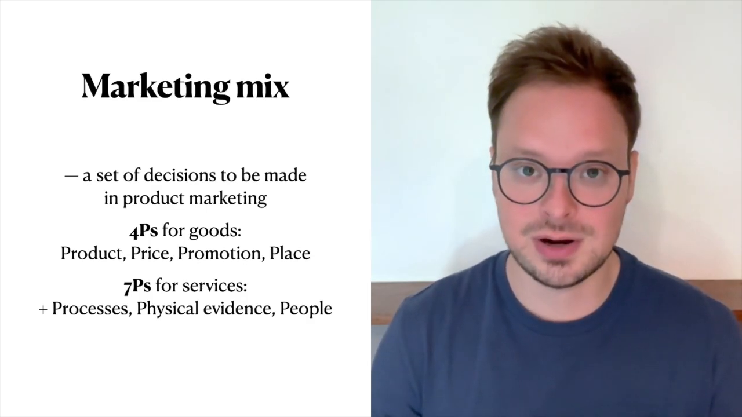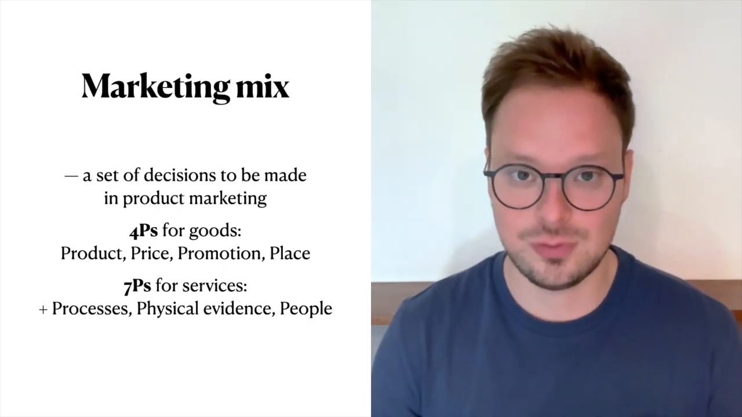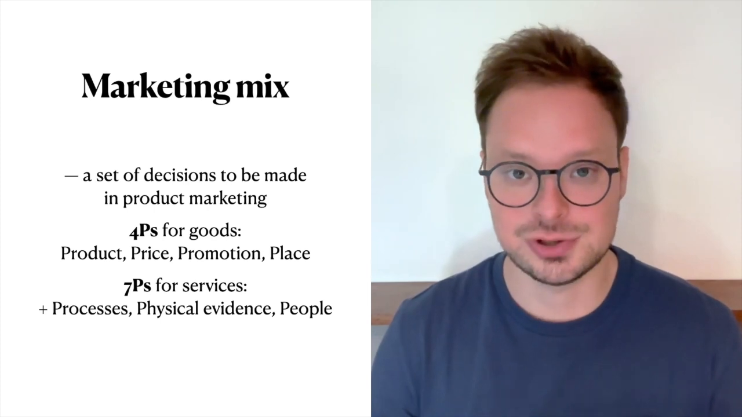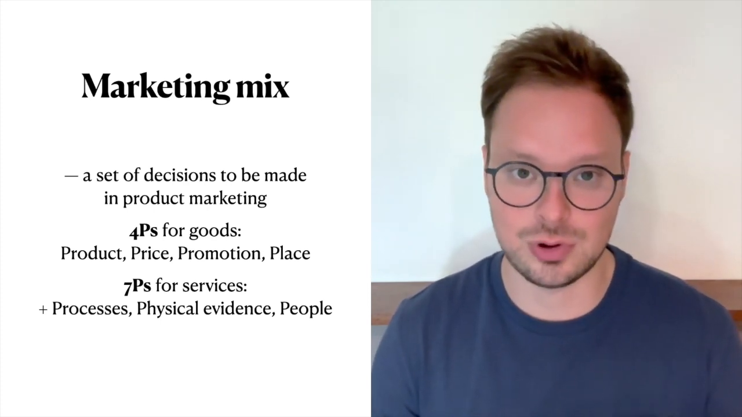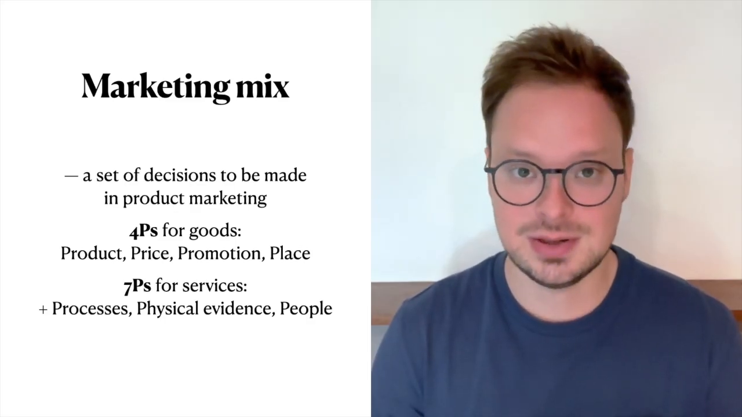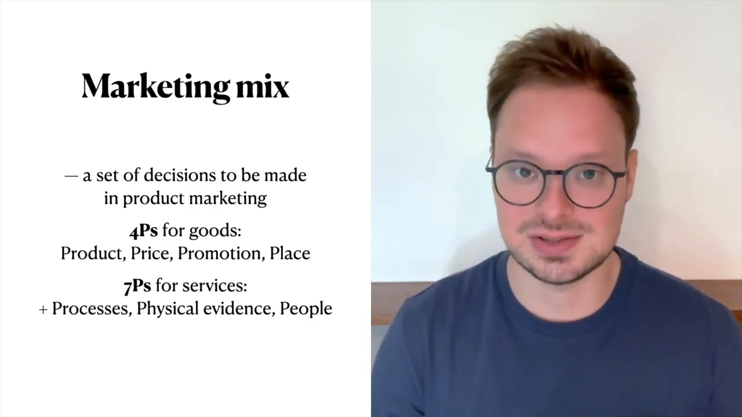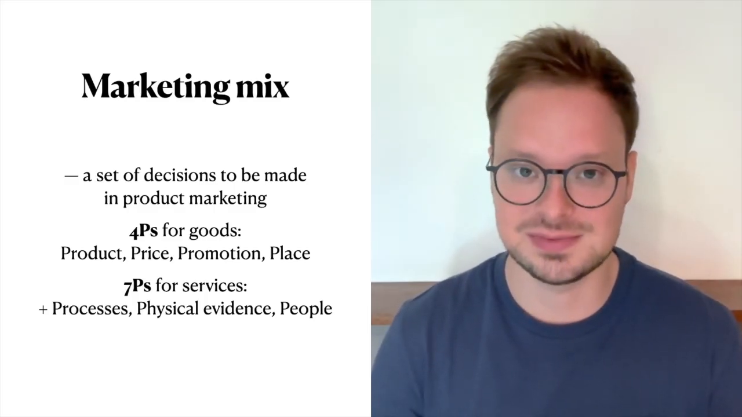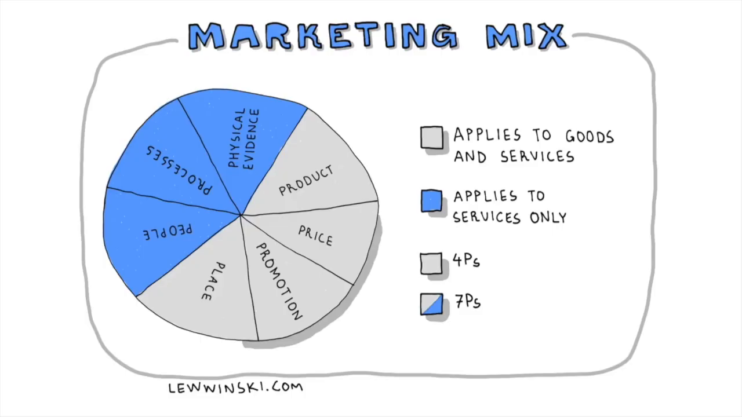For goods, there are only 4 decisions to make. 4 Ps: product, price, promotion, and place. For services, in addition to the 4 Ps that I've just mentioned, there are 3 extra Ps: people, processes, and physical evidence. So it's 4 Ps for goods and 7 Ps for services. Now let's begin and move on to the first part.